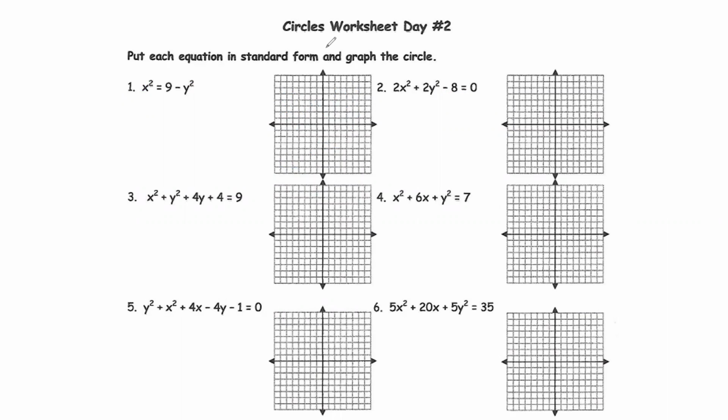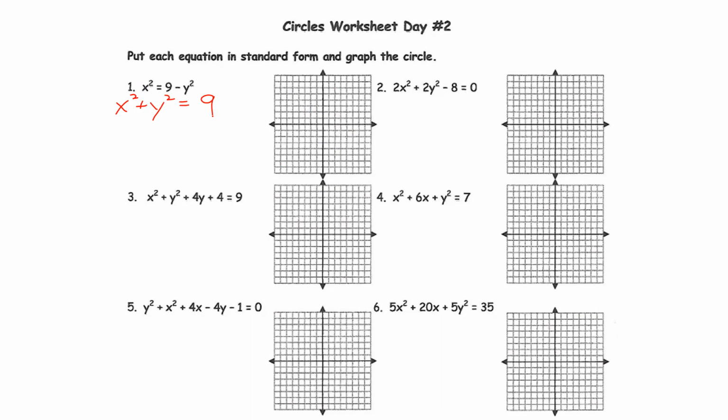I still want my x and y values on the same side, and I want my constant by itself. So I need to move this y value over to the other side. So I have x squared plus y squared equals 9. Well, do I actually have to do anything on this problem? No, we've seen an equation like that before. This one's actually already in standard form.